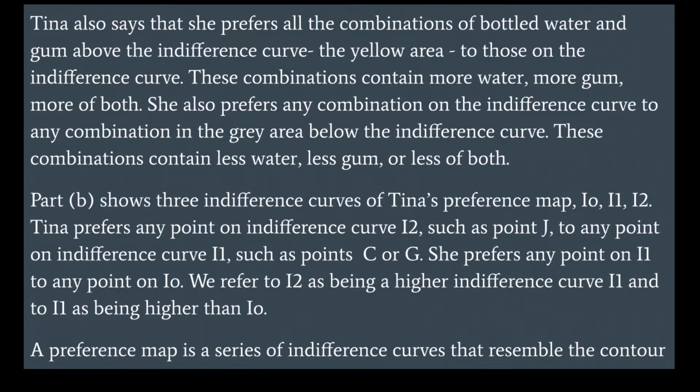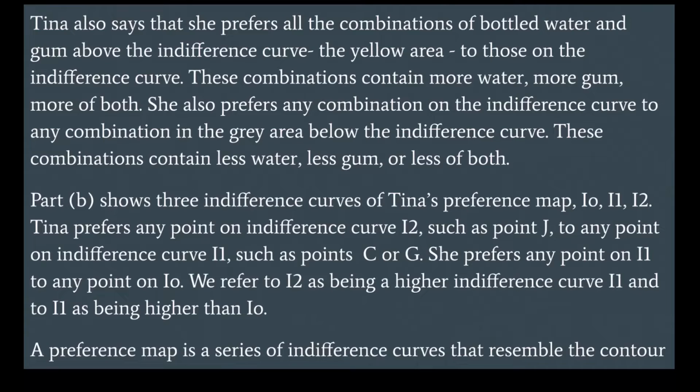Tina also says that she prefers all the combinations of water and gum above the indifference curve, the yellow area, to those on the indifference curve. These combinations contain more water, more gum, or more of both. She also prefers any combination on the indifference curve to any combination in the gray area below the indifference curve. These combinations contain less water, less gum, or less of both.